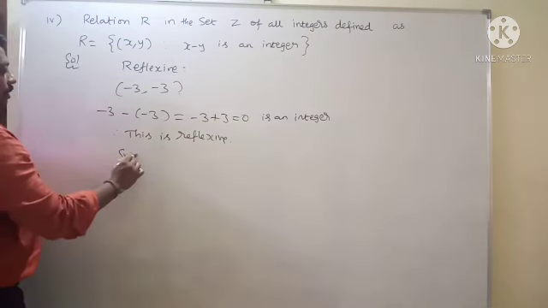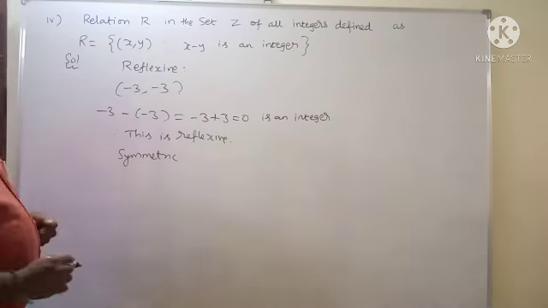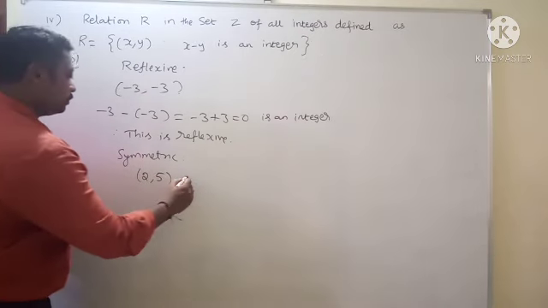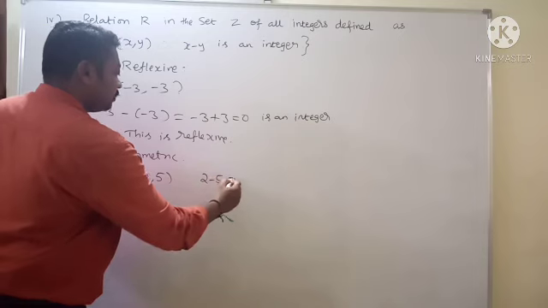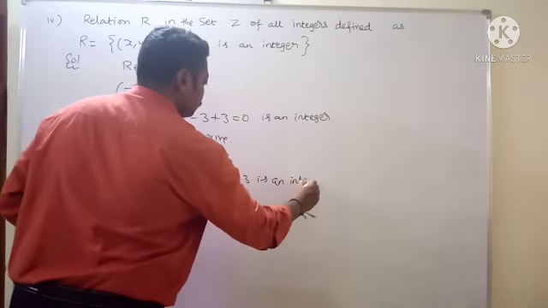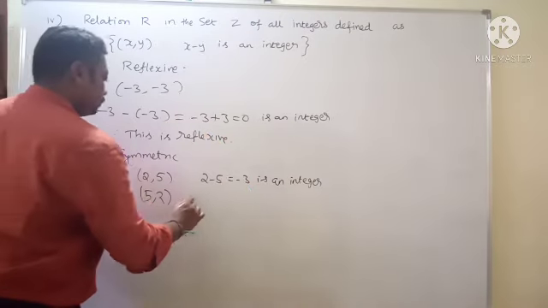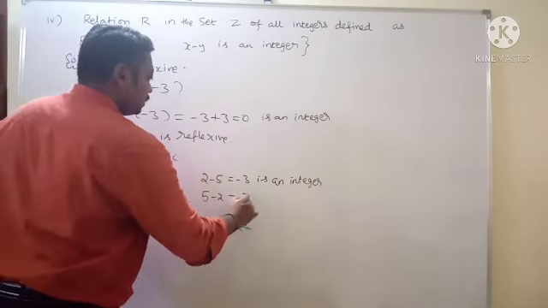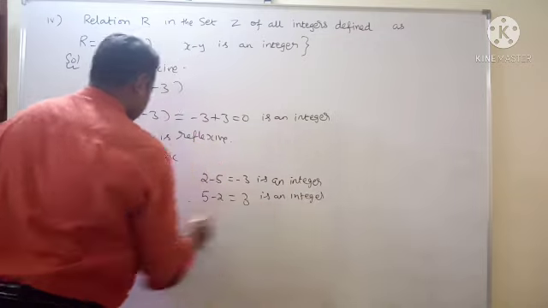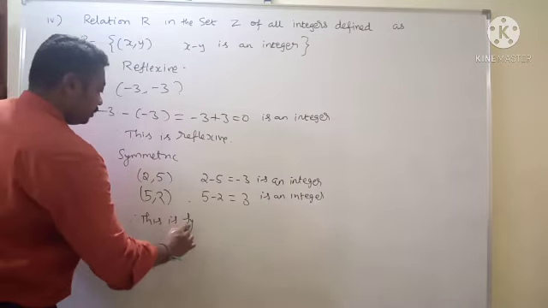Let's check for symmetric. For example (2, 5). So 2 minus 5 equal to minus 3 is an integer. For (5, 2), 5 minus 2 equal to 3, it is also an integer. Therefore this is symmetric.